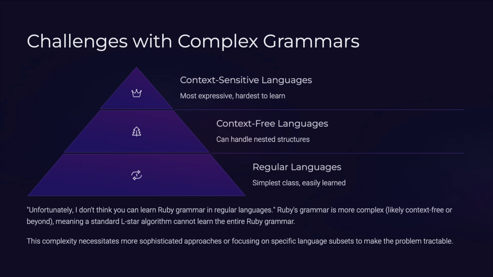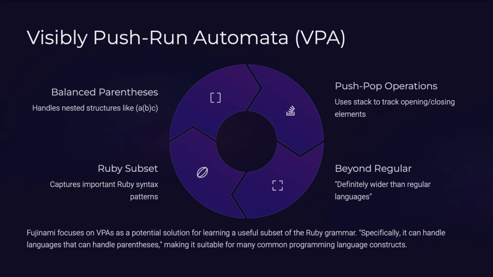Okay, VPA. These are a specific type of push-down automaton which handle nesting using a stack, but they're designed for structures where the nesting is visible in the input stream. Think matched parentheses or brackets, where the opening symbol tells you something is starting and the closing symbol tells you it's ending. Makes sense. So while VPA still isn't capable of learning the entire complexity of Ruby, it's better suited for handling nesting than simple finite automata, and it was chosen for this project as a pragmatic step, especially targeting bugs related to those kinds of bracket or parenthesis structures.